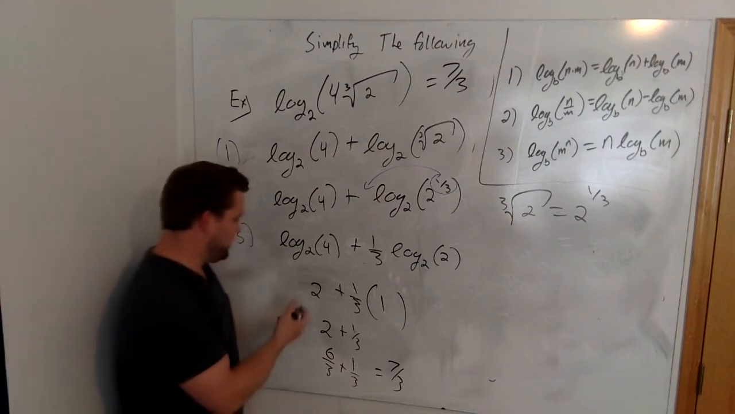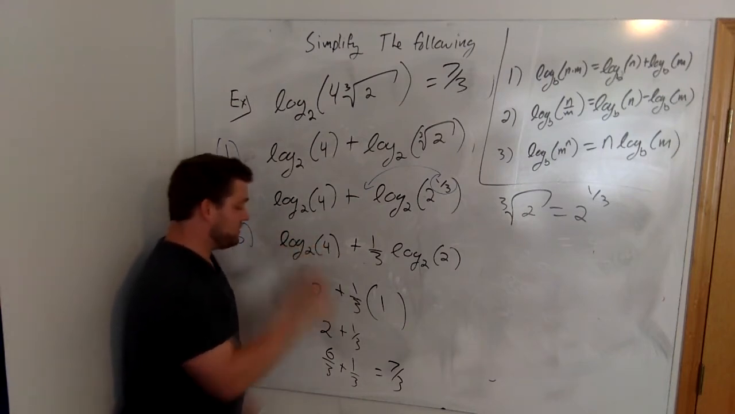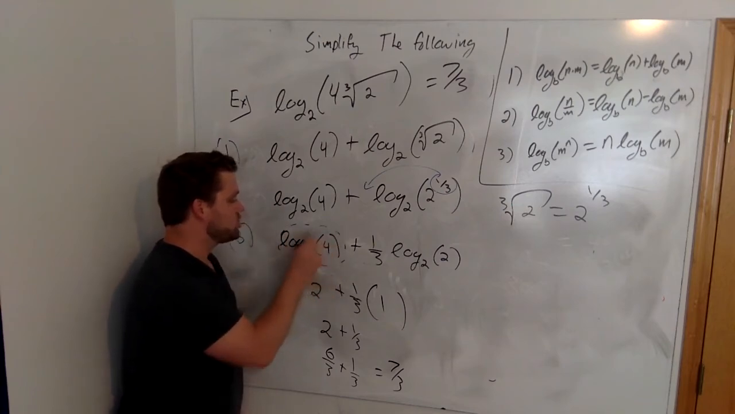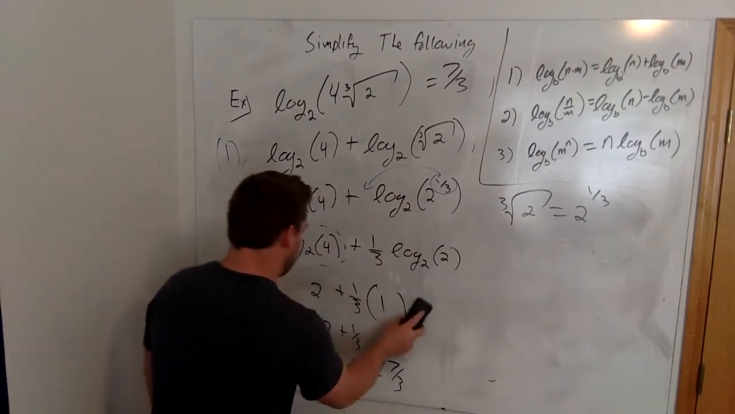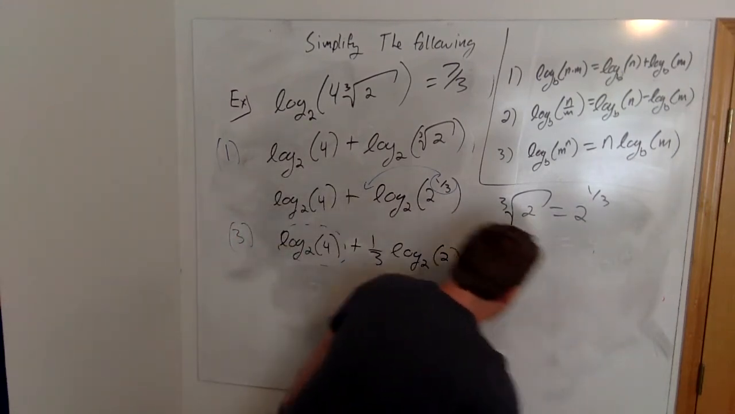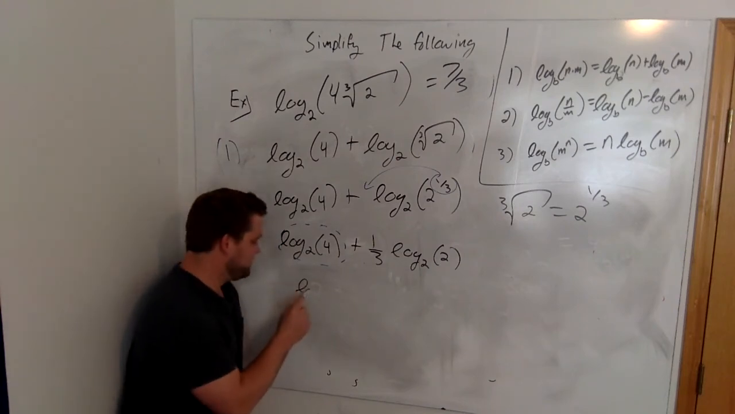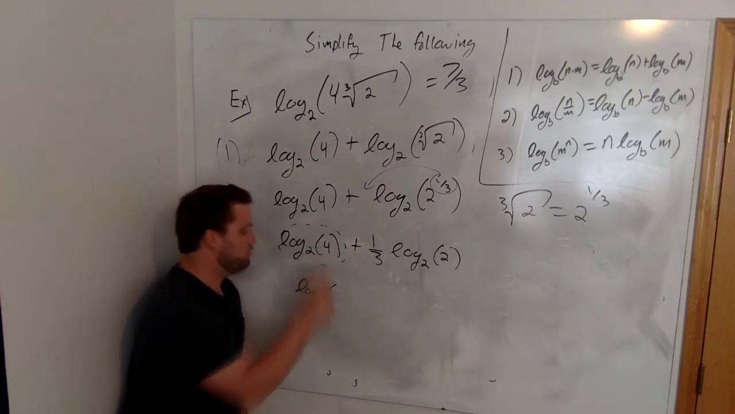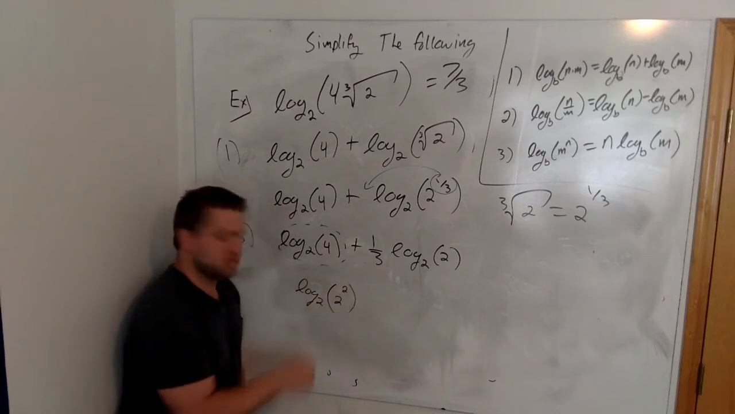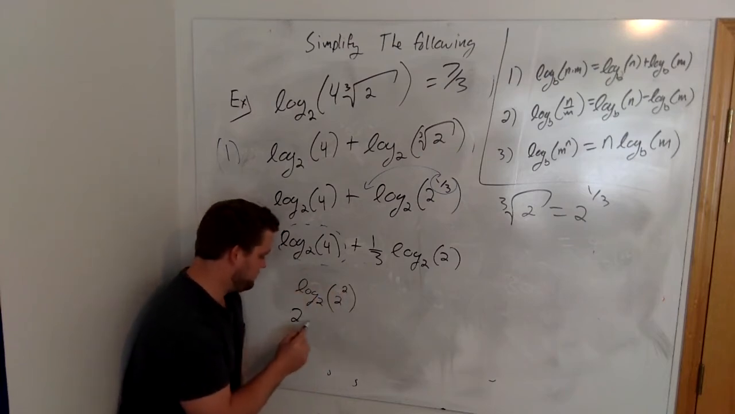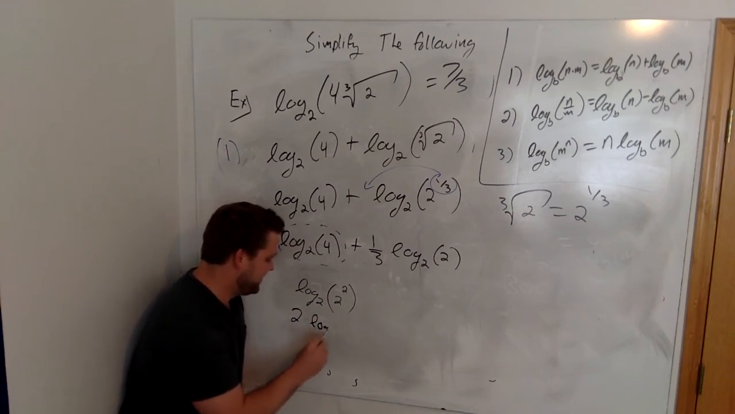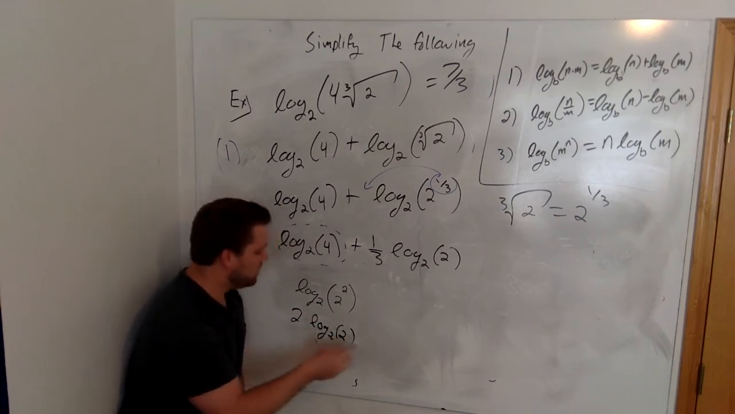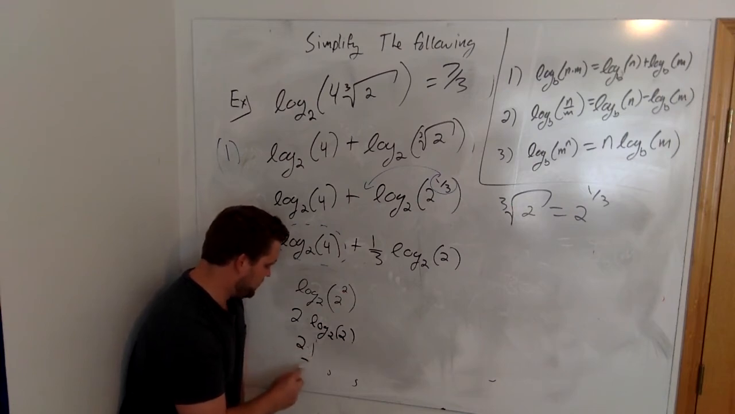Now, just for fun, I thought about this piece right here as 2 to what power gives you 4. The answer is 2. Another way you could have done this, just for fun, all we're doing is having fun. This is saying log base 2. Well, 4 is the same thing as 2 squared. Log rule 3 could have you bring that 2 down. So this is 2 times log base 2 of 2. Well, log base 2 of 2 is just 1, so 2 times 1, we still get 2.